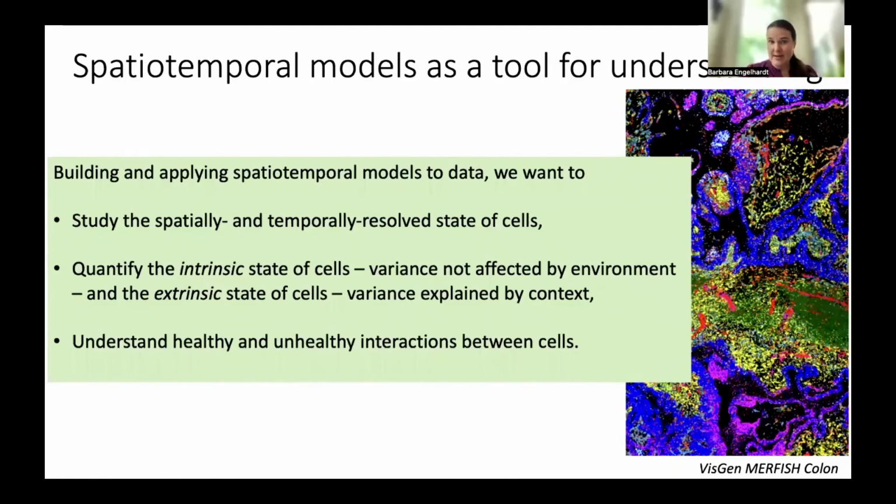So spatial temporal models, in my mind, can be used with these data as a tool for understanding a number of things. First, we would like to study the spatial and the temporally resolved state of cells. In other words, if we were to talk about a particular tissue and a particular location in that tissue, we would like to understand what the state of a cell is in that location of a tissue at a certain time. And of course, it depends on whether that tissue is healthy or diseased.